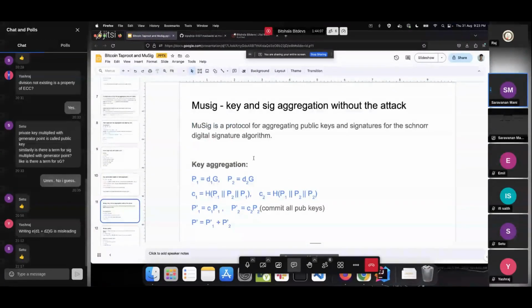So now we are getting into MuSig. MuSig is actually doing some extra steps on top of the naive approach, especially during the public key aggregation and during the signature aggregation primarily. So let's come here and here. What is the extra step?